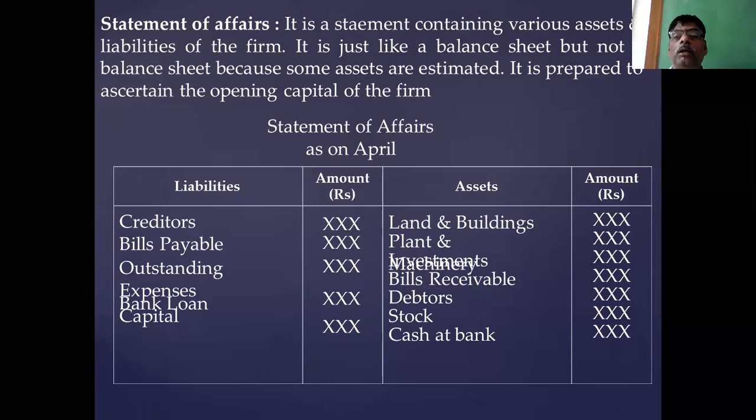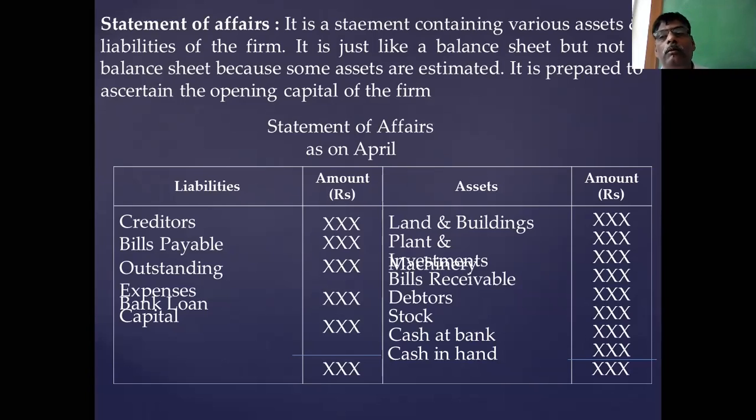This is the point you have to remember regarding statement of affairs. One more item I recorded here, cash in hand. Close the statement of affairs, then the difference is capital. Okay, you remember statement of affairs. Opening statement of affairs is prepared to find out the opening balance of capital or to find out the opening balance of any asset or any liability. This is the important point you remember regarding this statement of affairs.